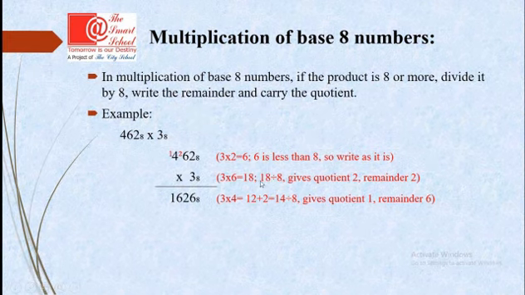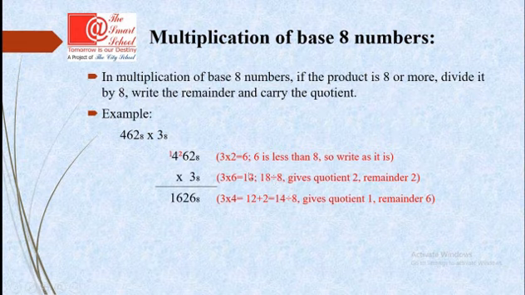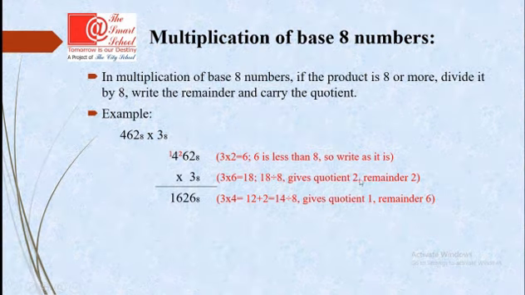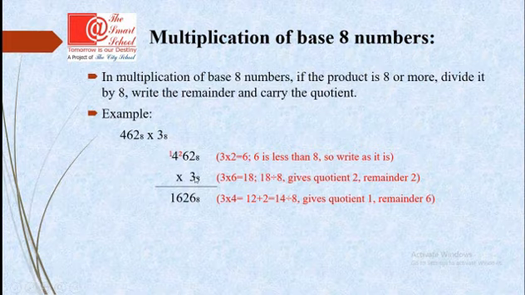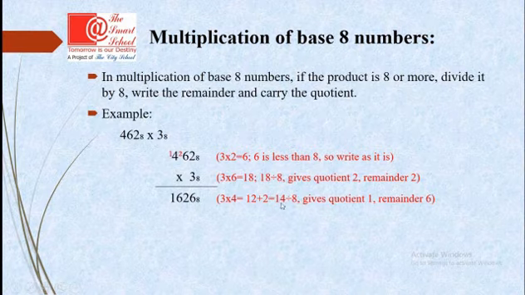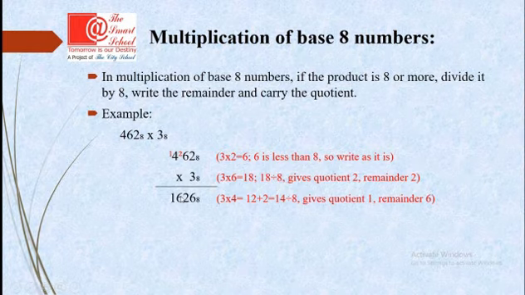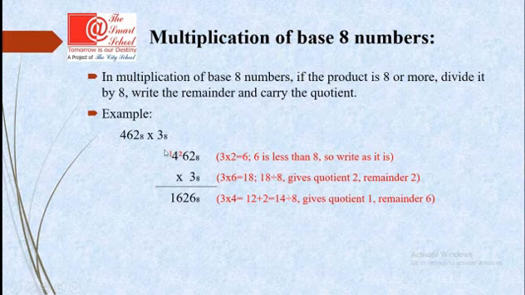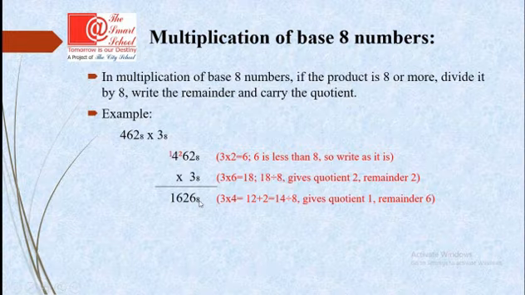Now 3 6s are 18. Obviously it is bigger than 8, so we have to divide 18 by 8 and it gives quotient 2 and remainder 2. So quotient 2 will go up and remainder 2 we have written over here. Then 3 4s are 12 plus 2 is 14. Again 14 is bigger than 8, so we have to divide 14 by 8 and it gives quotient 1 and remainder 6. So the remainder we have written here and the quotient will come down as it is because there are no more digits. So 1626 base 8 is the product.